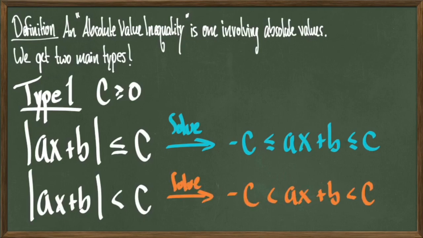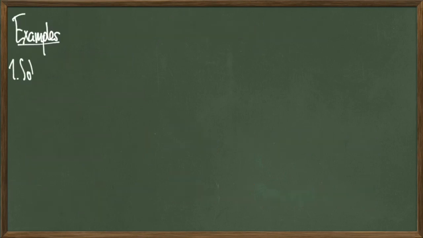When dealing with a strict inequality, we get the exact same setup, except instead of less than or equal to signs, we have strictly less than signs. So really the deal with these types is that I have my absolute value being smaller than the number that is given, that number being c. Let's look at a few examples.